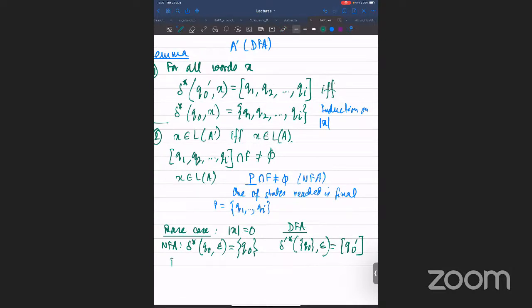In the induction hypothesis, you will say that indeed the lemma above holds for all words X with length less than or equal to some N. Then you can do the induction step for W equal to some XA, correct? And you can prove this from the definition of delta prime. The induction step will simply follow from the definition of delta prime.